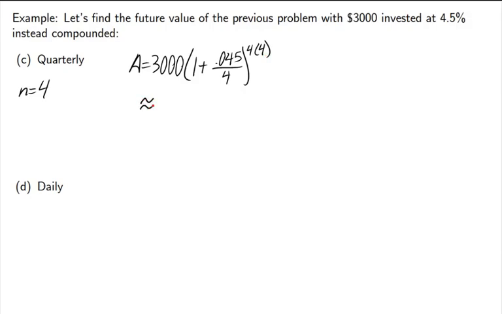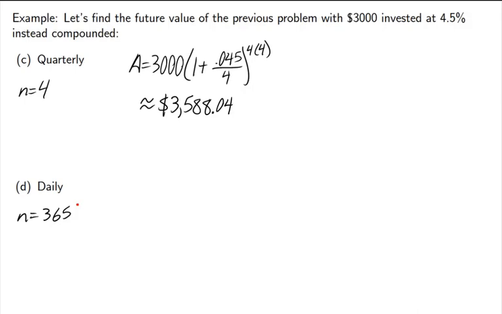This time, I get approximately $3,588.04. You'll notice that this value is getting very close to monthly, but is still a little bit less. However, it is more than annually or semi-annually. Now let's look at daily. Daily would mean 365 compoundings per year. That's quite a number of compoundings, but this is actually somewhat common.